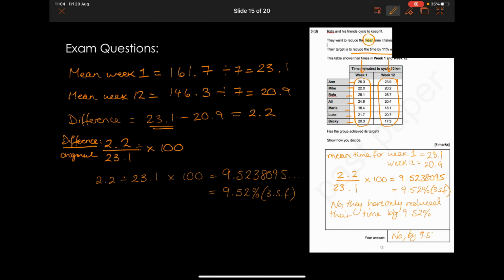by 9.52%. Okay, it's quite a small answer box that is, but I would recommend that you put in this explanation in your working out box before putting a final answer in here. Okay, it lets the examiner know that you understand what you've done.